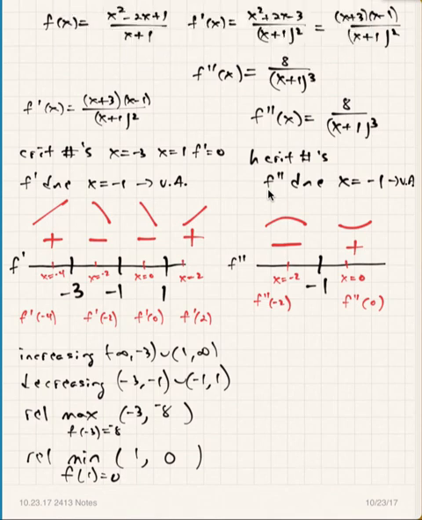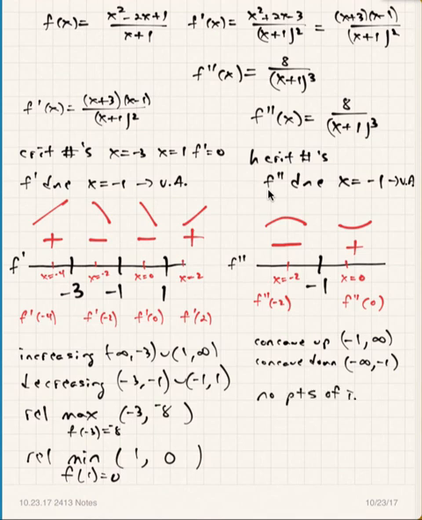And so the function is concave up from -1 to infinity, and concave down from -infinity to -1. And there are no points of inflection. There is a sign change in the second derivative at -1, but remember that's a vertical asymptote, so it cannot be a point of inflection. And so that's our nice little analysis right there.